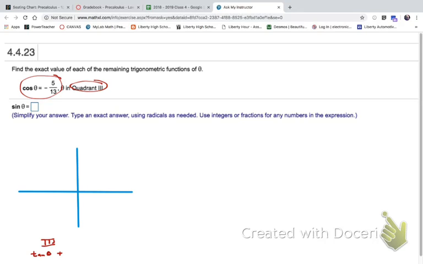So if we draw it, remember, what is cosine? Cosine is adjacent over hypotenuse, right? Or if you think about it, it's x over r.